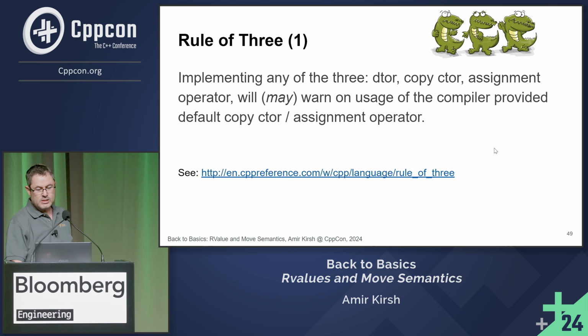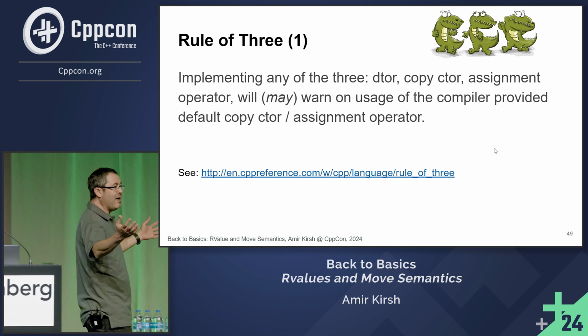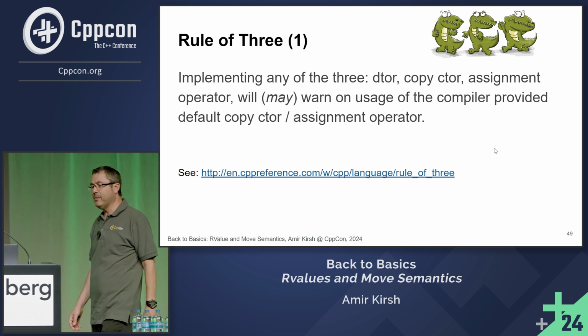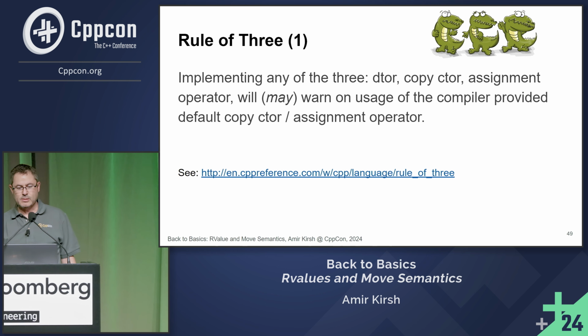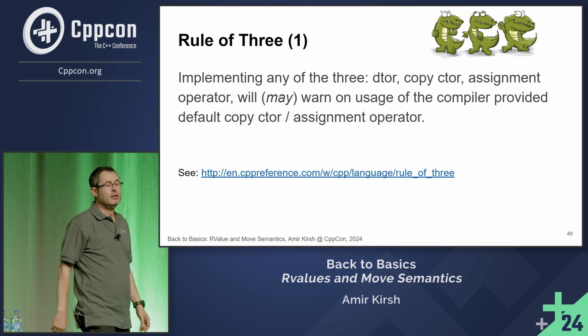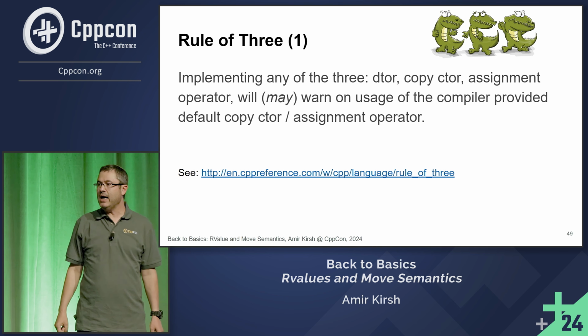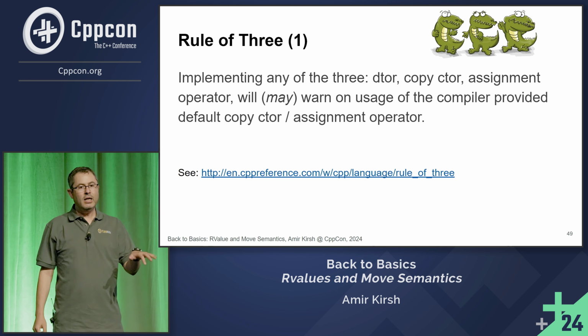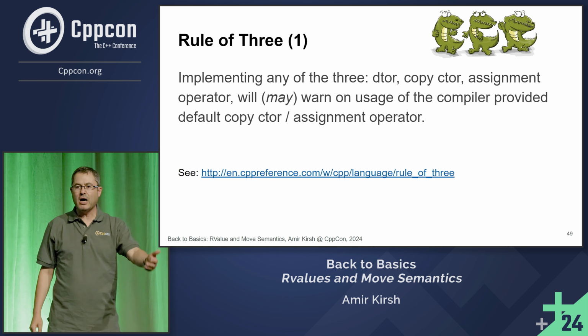Rule of 3 is quite old. Rule of 3 is C++11. Rule of 3 says, implementing any of the 3, destructor, copy constructor, assignment operator, wait, this part is new, C++11. Before that, in C++98, it said, then you should consider or you should implement the others.